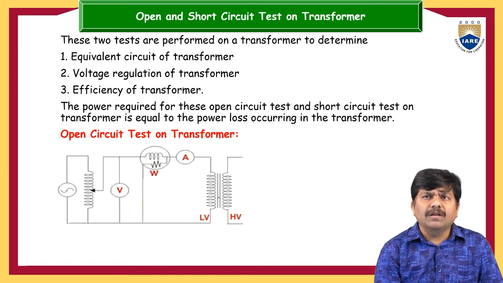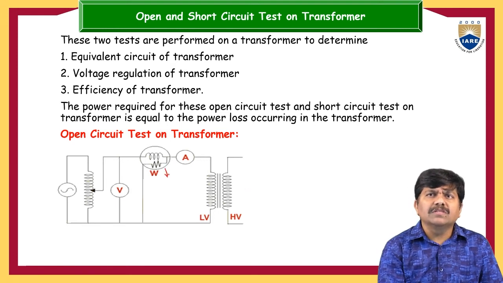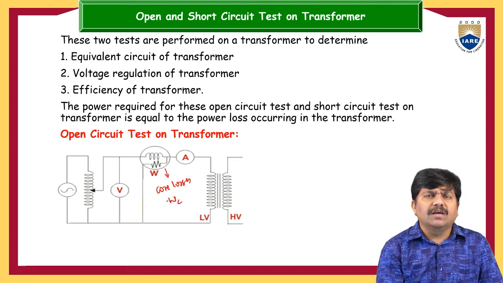For the transformer, as we discussed earlier, there will be two voltage sides, a low voltage side and a high voltage side. If you want to conduct the open circuit test, keep the high voltage side open and apply the rated voltage to the LV side, and record the voltage, the current and the power, because this is a no load condition, and the wattmeter gives us the core losses, or more exactly the constant losses.